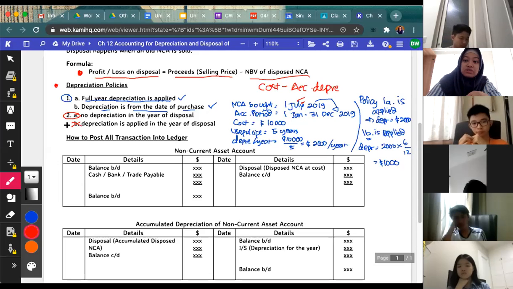Okay. So you need to pay attention to the policy. It will always be there. Now, what is actually "no depreciation in the year of disposal"?